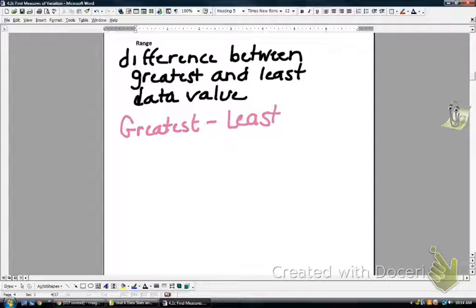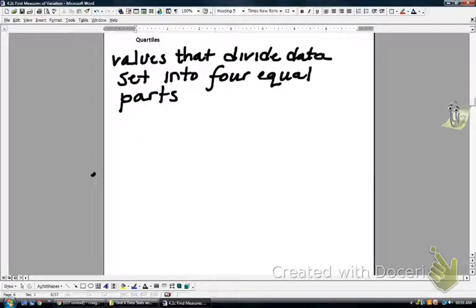All right, your range is the difference between your greatest and your least data value. So it's your greatest minus your least, and you should know that. You've been doing range for a really long time now. We've already talked about quartiles. Quartiles are values that divide the data set into 4 equal parts. So we've already talked about that.